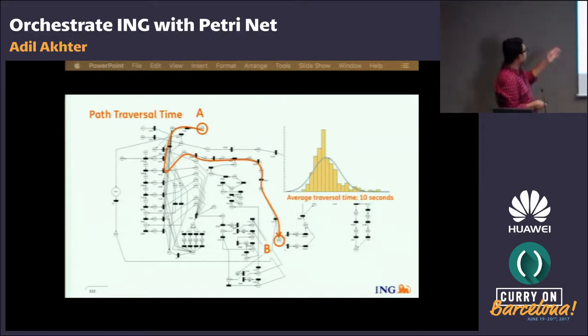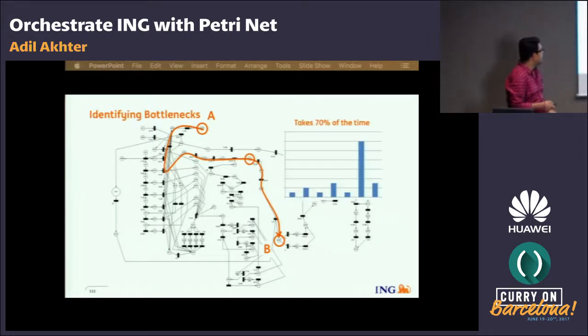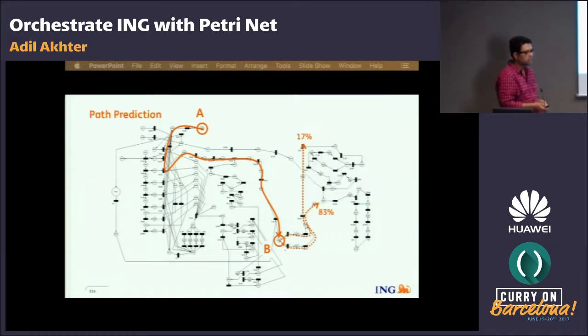And we'd like to focus on other aspects as well, like for instance, the path traversal time. We could find out how much time it's taking to go from path A to path B, and also find out some bottleneck, that okay, probably one of the interactions is taking a long time to be executed. So these are the things that we would like to focus on in future.